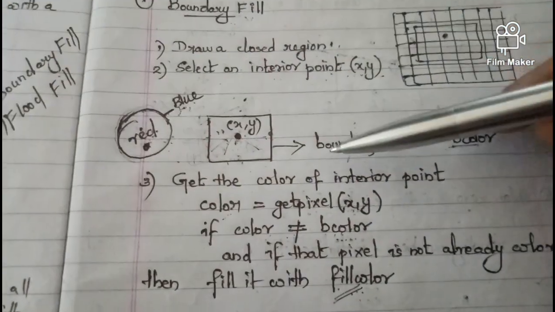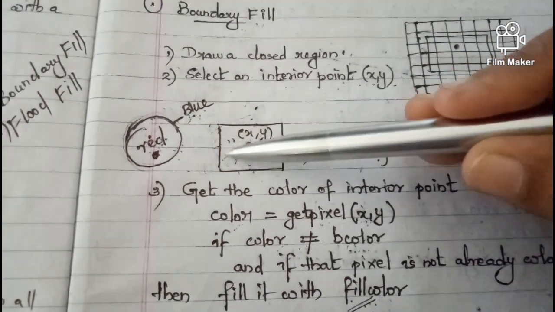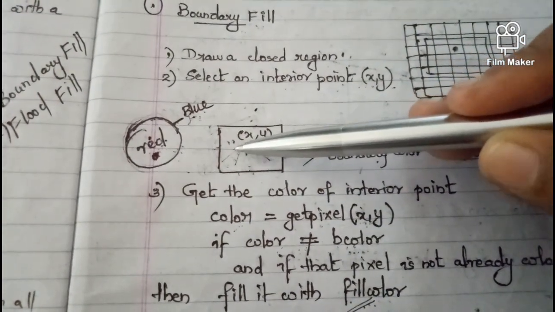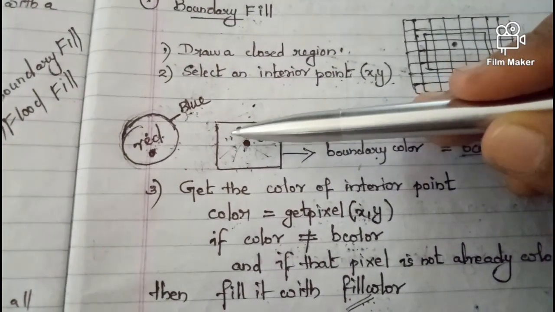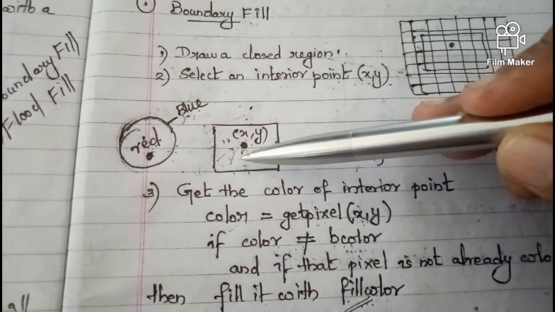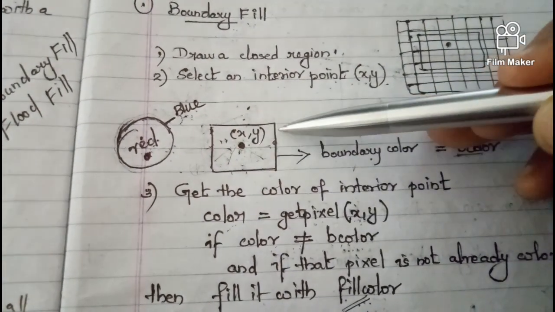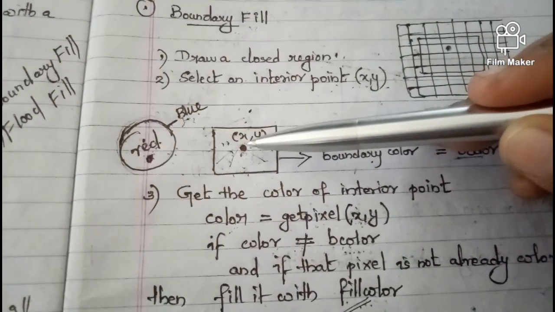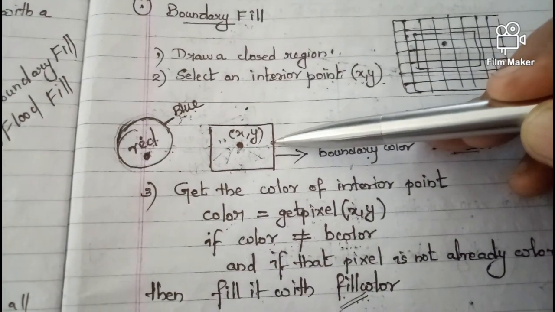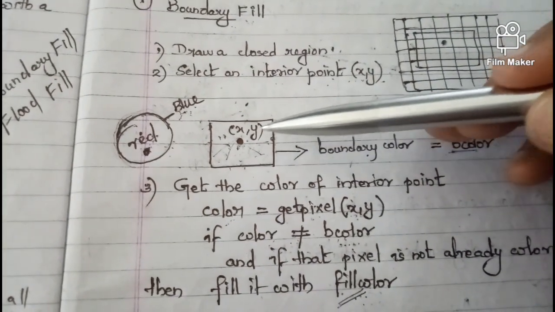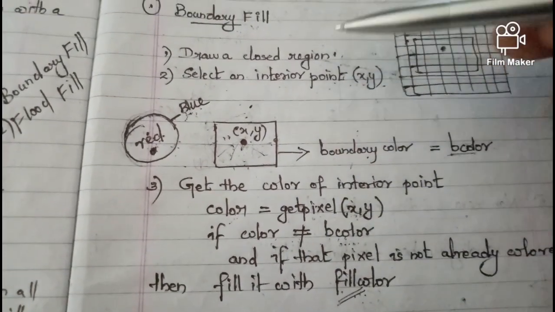So you have to repeat the process again and again in all directions. So the boundary fill algorithm selects all the pixels inside this region one by one, and for each pixel it finds the color, and the color of the pixel is matched with the boundary color. If the pixel's color does not match with the boundary color, only then it will be filled with the fill color. So this is how the algorithm is written.